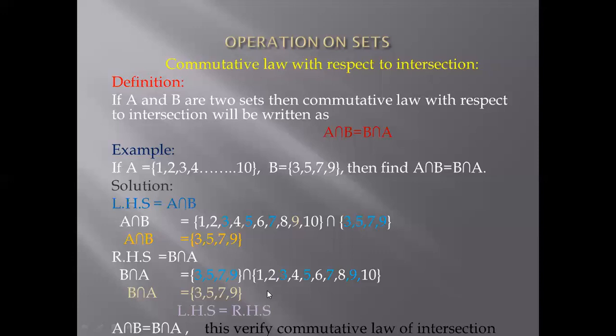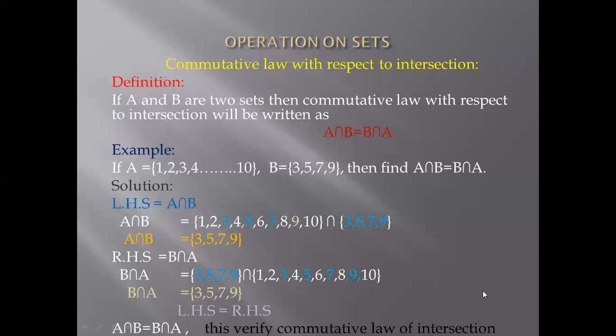And when we compare both sides, left hand side and right hand side, we see that both the sets are equal. The answers of A intersection B and B intersection A, the elements are the same. So this verifies the commutative law of intersection. Is it clear to you? Yes, girls.